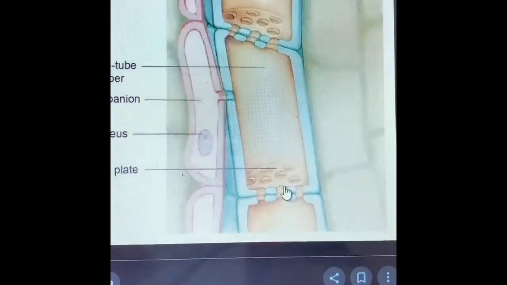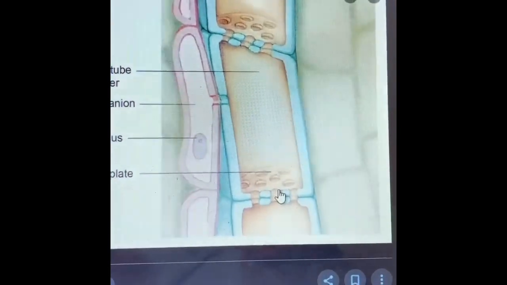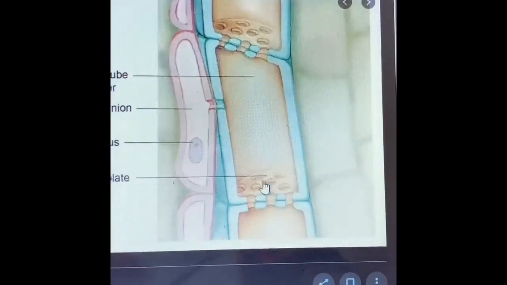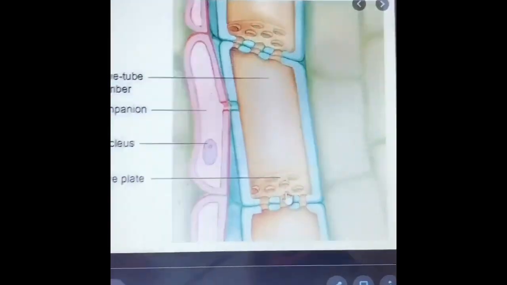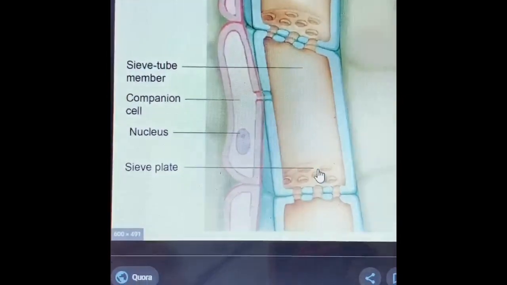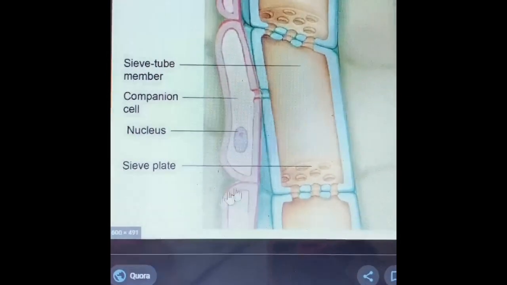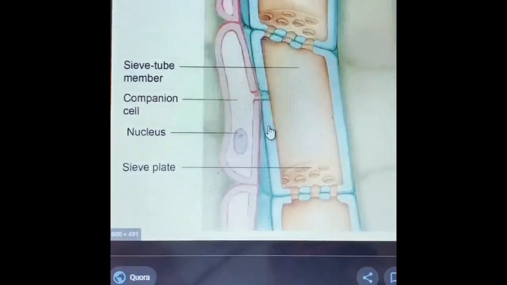The sieve plates are perforated. They are slightly bulging also. You see, this is so thick. This part is so thick. And these pores help in passage of food through it. Adjacent to the sieve plate, this pink color cell is a companion cell. We'll discuss about it in some time.